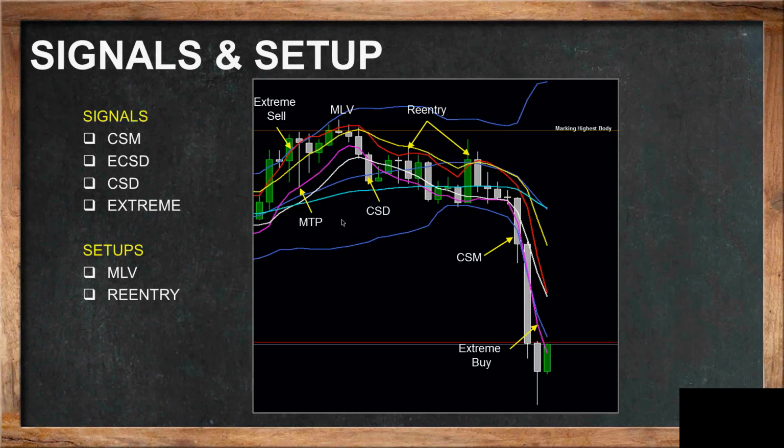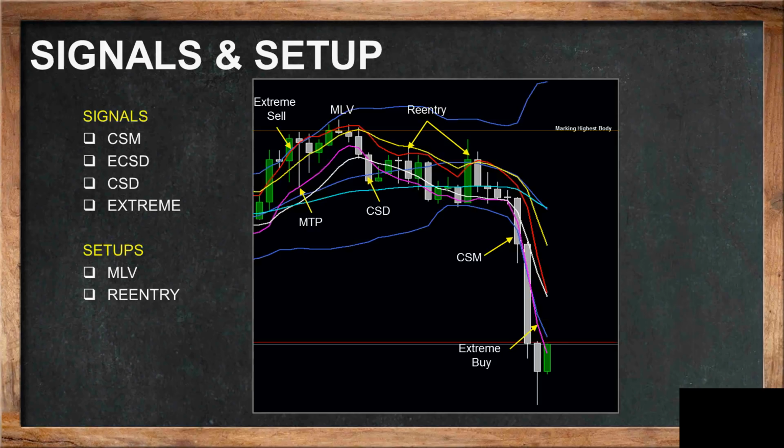The other signal is early candlestick direction. When you have MLV, after MLV, if the candle breaks Malo, then that's the early candlestick direction. And if the candle breaks Malo 5, Malo 10, and middle BB, then that's the candlestick direction. That confirms the movement of the market going down to low BB. After CSD, sometimes the market retraces back up, so that gives you the re-entry after CSD.